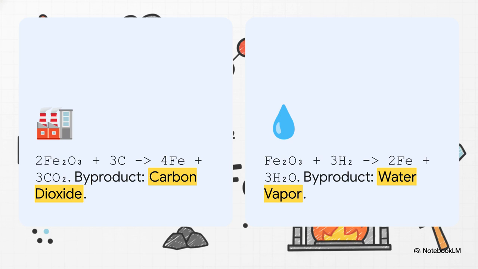But on the right is the leading idea for the future, using hydrogen gas as the reducing agent instead. Look at that reaction. Iron oxide plus hydrogen gives you pure iron and H2O, water vapor. That's it. If there's no carbon in the recipe, you simply can't make carbon dioxide. But this isn't a simple swap. It requires a completely new type of technology and a total paradigm shift for the industry.